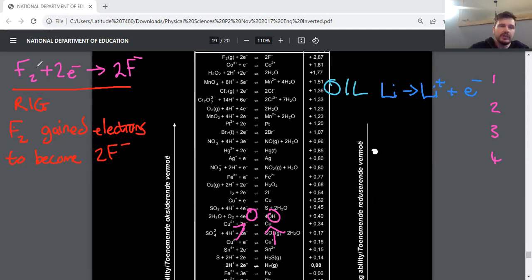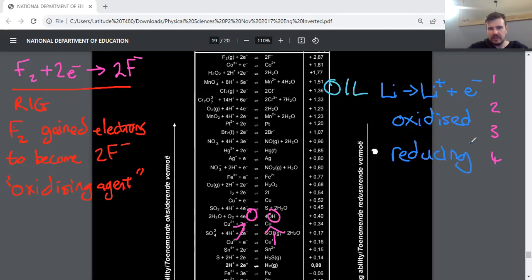So if the fluorine is getting reduced, it is the oxidizing agent. And the lithium, we said, was oxidized, which means it is the reducing agent. It's the reducing agent. So just the main thing there is to remember that.